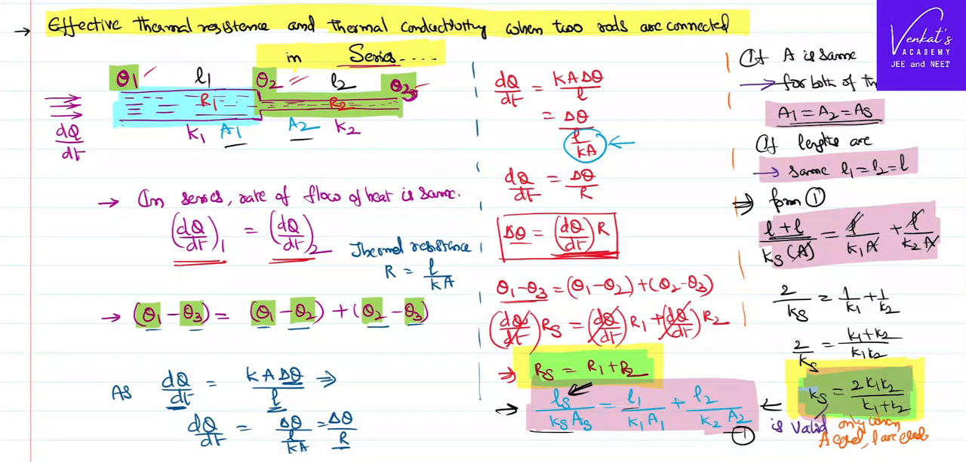Next, we will talk similarly about what happens when they are connected in parallel. But the most important part in series connection is that the rate of flow of heat is the same in both of them, but the temperature is distributed. That's the most important point of series connection.